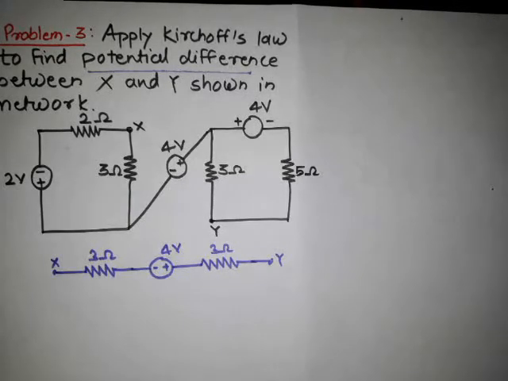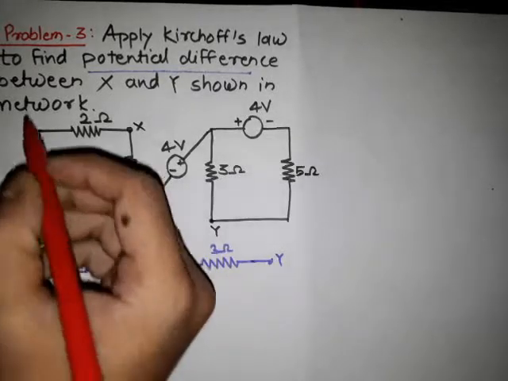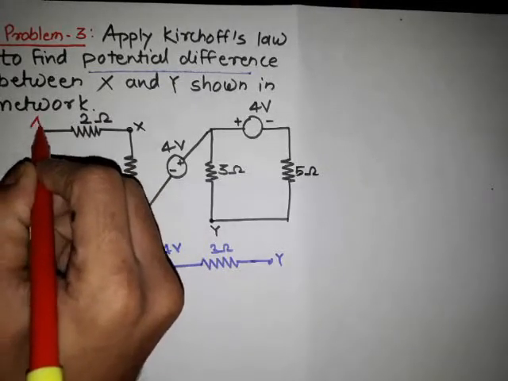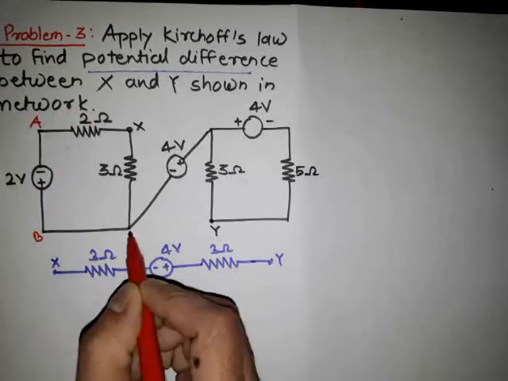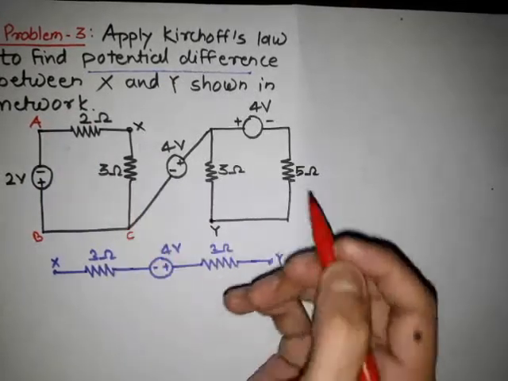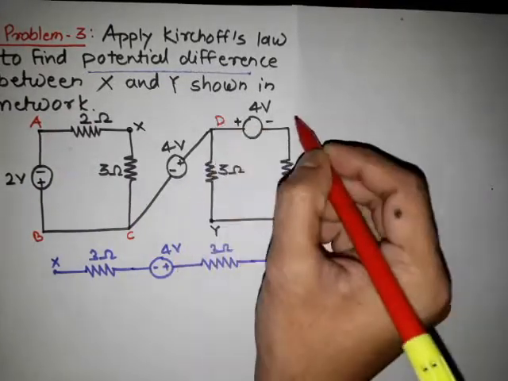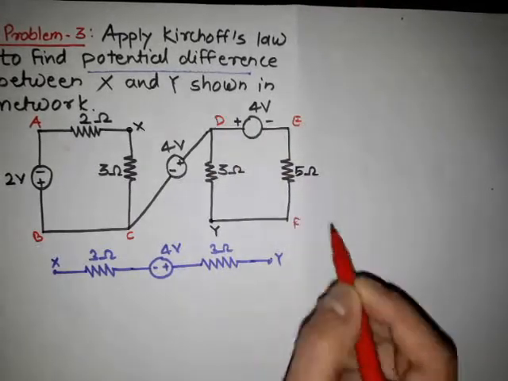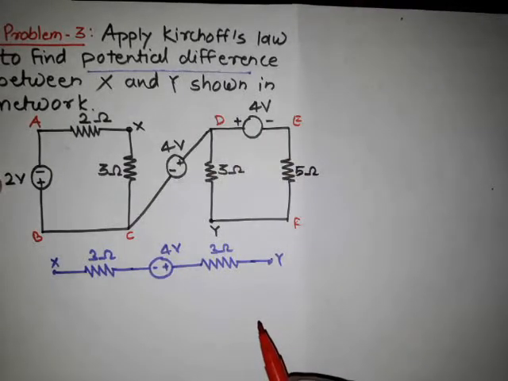Before that, we are considering the different nodes. Suppose this is node A, B, C, and this is the X. Then D, E, and the F. Now we have to give the polarities according to the direction of the current.